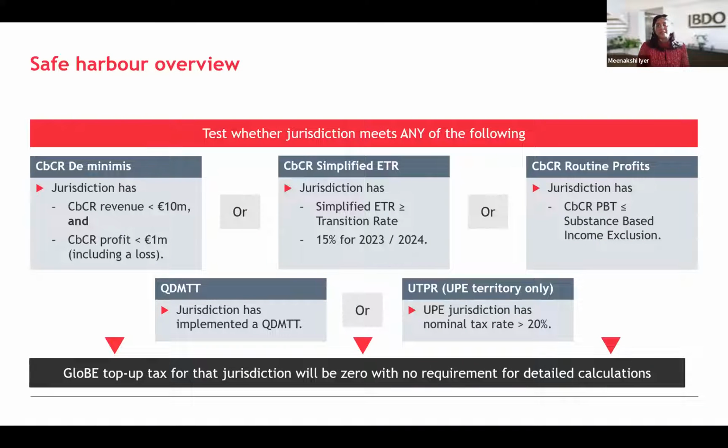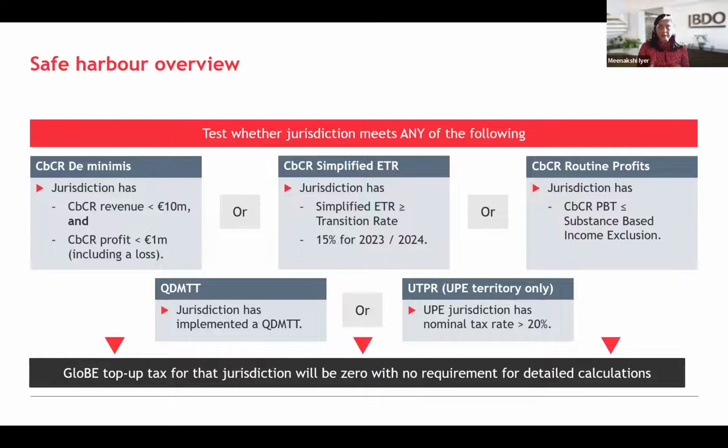The third one is the CbC routine profits. So here, this is a substance-based income inclusion. As you know, the OECD had included certain substance-based income inclusion rules where they effectively said that if your profit is a certain percentage of your employee costs or people costs, or a certain percentage of your assets, and if you make that calculation and that is greater than the profit before tax that is reported in your CbCR, then you can actually rely on this safe harbor.